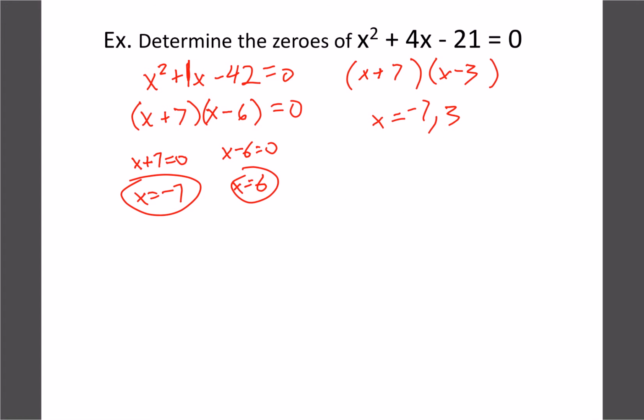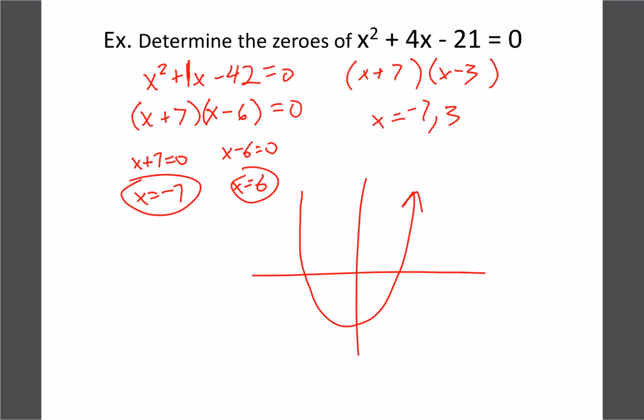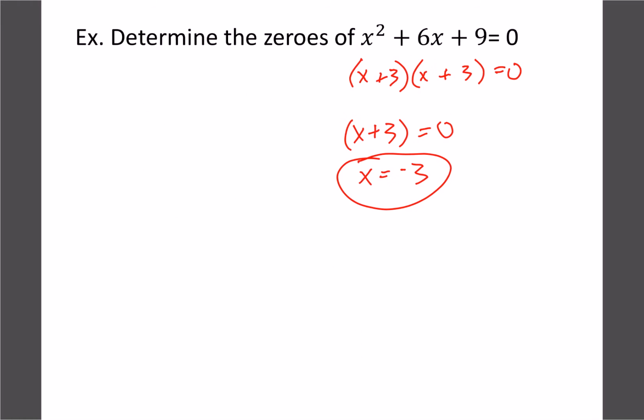So if we go back to our last one, we actually got two solutions. So if we were actually to graph this thing and solve it by graphing, we would get our two solutions. So in this case, we'd have one at negative 7 and one x-intercept at positive 6. So this next one, because we got both factors being the same, we only have one distinct answer. So that just means we're going to get a graph that has only one x-intercept.